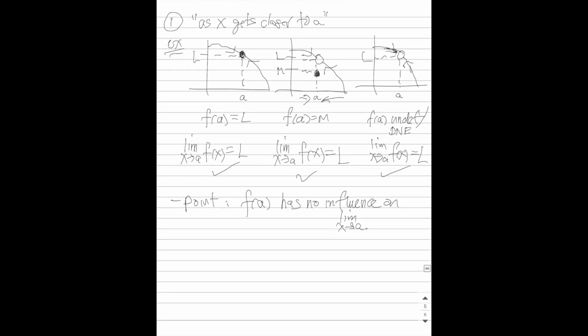And so one of the major points here, the value of f of a has no influence on the limit as x approaches a. All that matters is what's happening near x equals a, not at x equals a. The next important thing is that the value of f gets closer to a fixed value. And so the best way to understand something like this is with a picture.